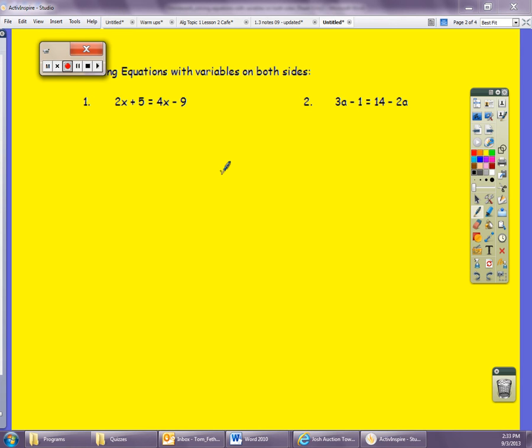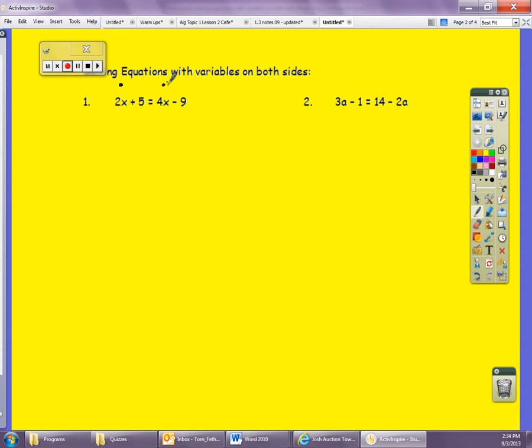Alright, notes for tonight. Solving equations with variables on both sides. Now we've talked about one and two step equations, then distributive property and combining like terms. Today we're going to get into when there's variables on both sides. So if we notice this, we have our x over here and we have our 4x over here. Our goal is to have variables on only one side of our equation.